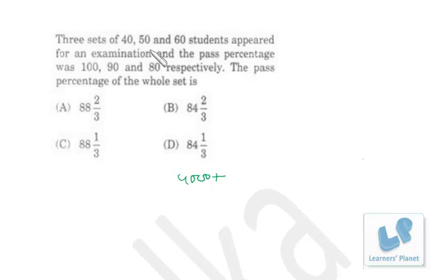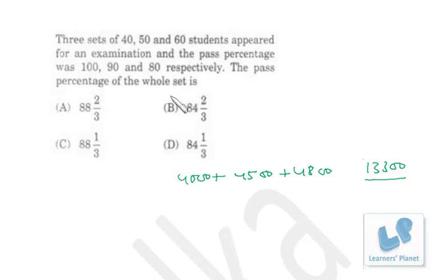Similarly, 50 students, pass percentage is 90, so the total will be 4500. Similarly, 60 into 80, 4800. So the total is 13,300. Right? This is the total. Now since we have to find out the pass percentage of the whole set, that means precisely we have to find out the average, right?